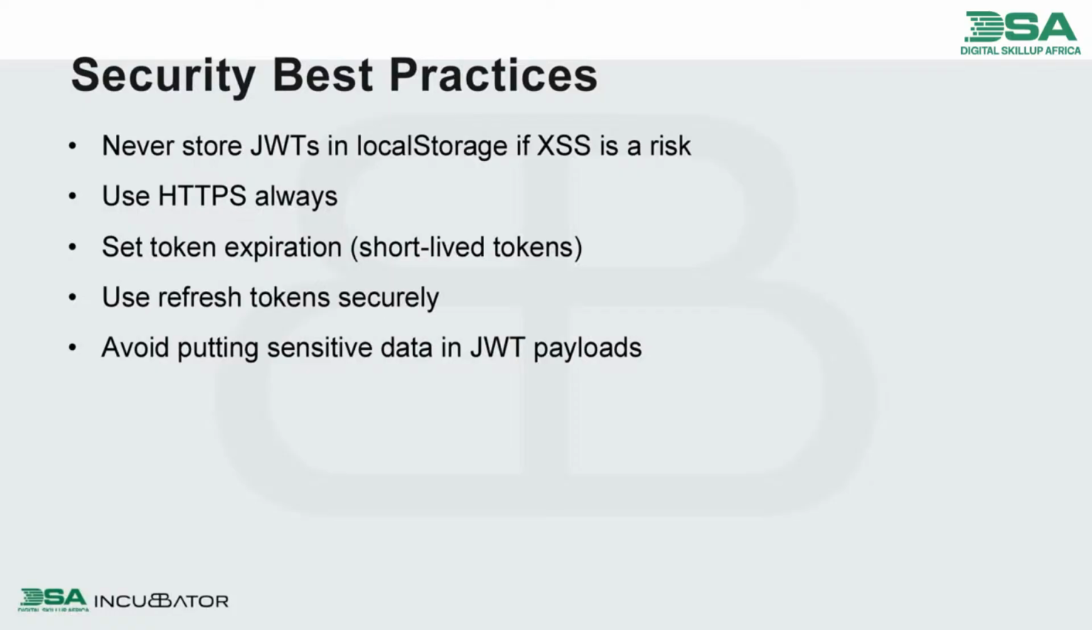Avoid putting sensitive data in JWT payloads. So you see the way we put an ID and a role there. The fact that you can add anything as an object as a payload for JWT still means that it's left for you to ensure that the data you're passing there is not sensitive. You don't want to put things like a password there.